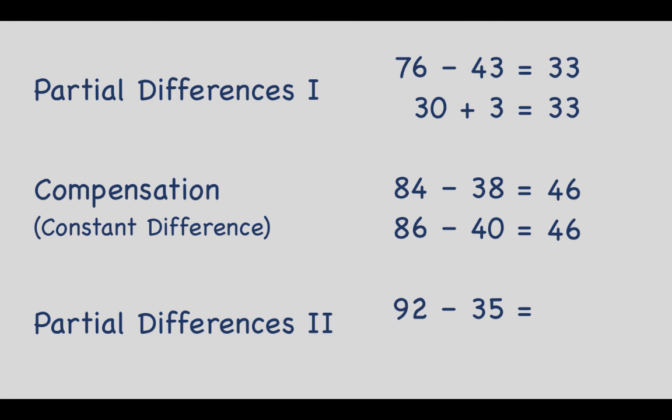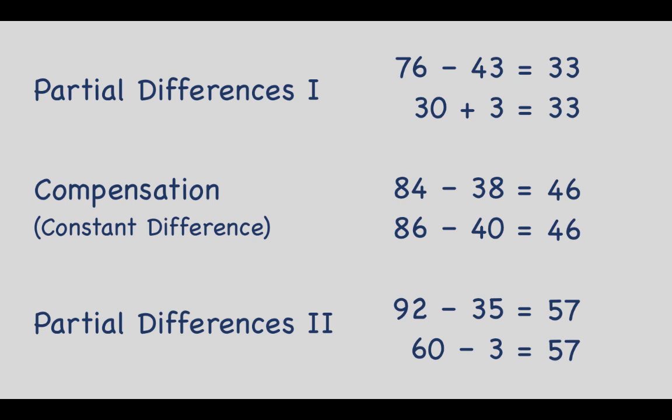If we have a deep understanding of the role of 10 in regrouping, we can also use partial differences in cases where the number of ones called for in the subtrahend is greater than the number of ones available in the minuend. Because we know we will need to regroup in these cases, we will subtract the difference in ones from the difference in tens rather than adding them. The difference between 90 and 30 is 60, and the difference between 2 and 5 is 3. 60 minus 3 gives us a difference of 57.